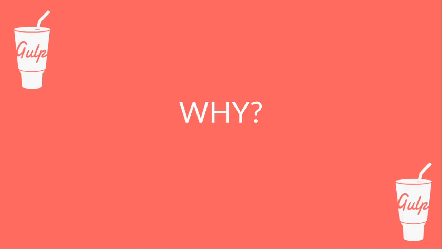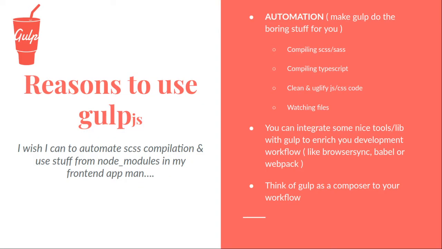Why we use Gulp.js? I think the main reason is automation, or you can say make Gulp do the boring stuff for you. So compiling SASS or SCSS, compiling TypeScript, cleaning and uglifying JavaScript and CSS code. In production you won't just save the JavaScript file as it is. You will make it one line and uglify it by making everything shorter, so the names of the variables will be shorter. There are some tools that do that for us. And cleaning the files means removing all the comments and the extra white spaces. So we can actually do this with Gulp.